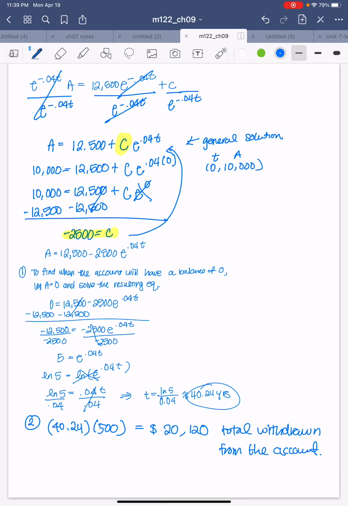Okay, that's it for section 9.3, and that is the end of chapter 9.